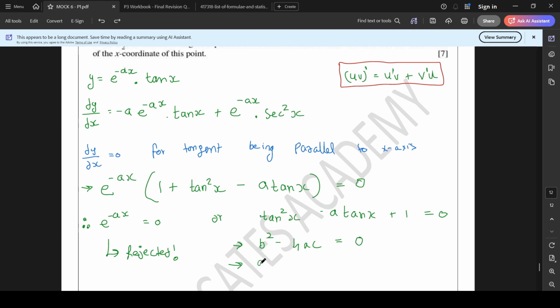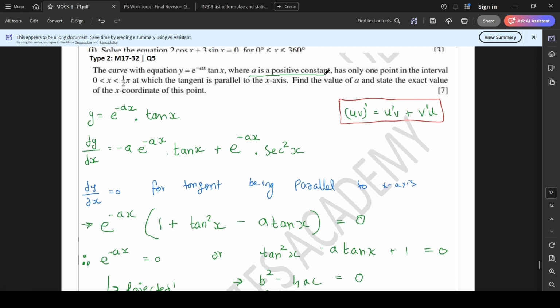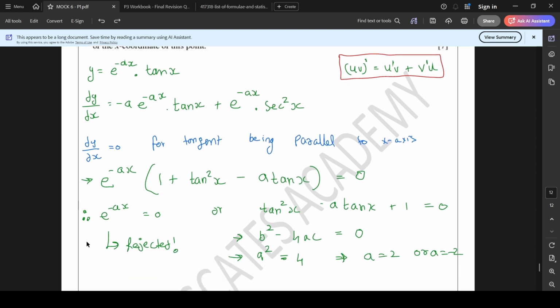where the value of a is 1, b is minus a, and c is 1. So b square will become a square minus 4 times 1 times 1, which means that a square minus 4 is equal to 0, which means a square is equal to 4. And from here I can say that a is equal to either 2 or a is equal to minus 2. Now clearly in the question they had mentioned that a was a positive constant. And the moment I know that a is a positive constant, I can simply say that this is rejected. And I got the value of a is equal to 2.